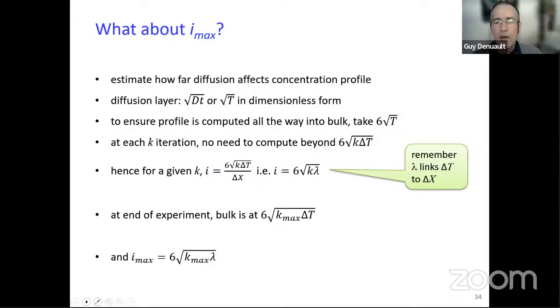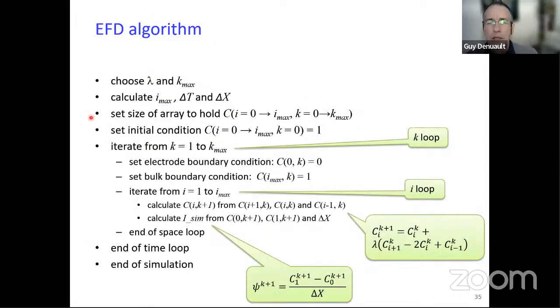So the algorithm looks like this. I didn't write it as code, I just wrote it as instructions. You can put that in any language you want. So you choose lambda. So I would suggest you choose it at 0.45. You can't make it 0.5. It's got to be less than 0.5. So make it as close as possible, but not equal. So 0.45 is a good number. You choose Kmax. You calculate these quantities.